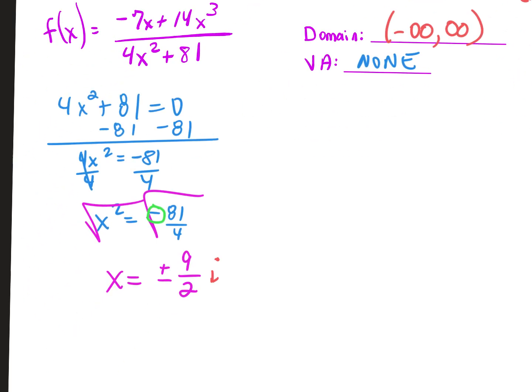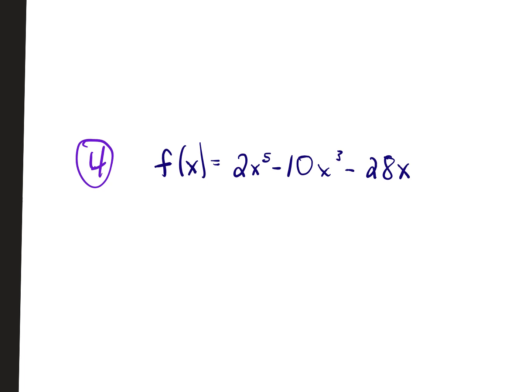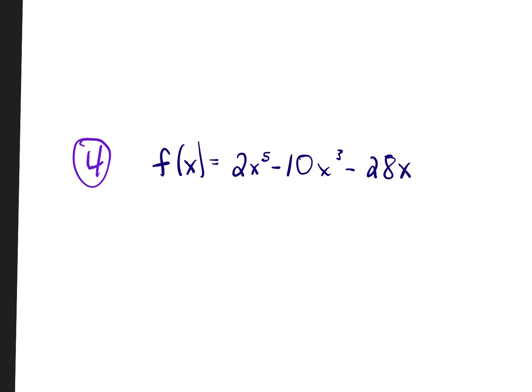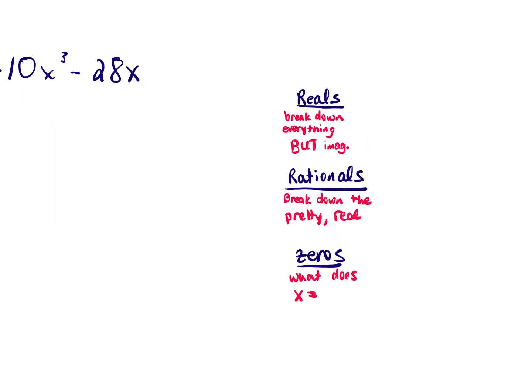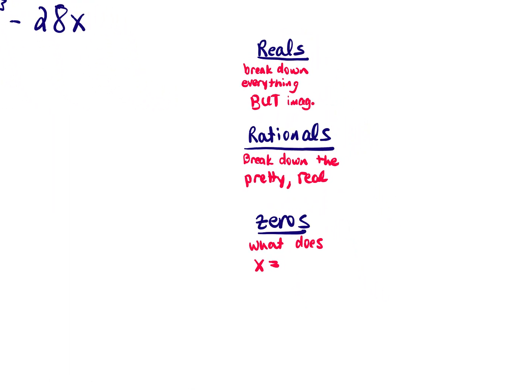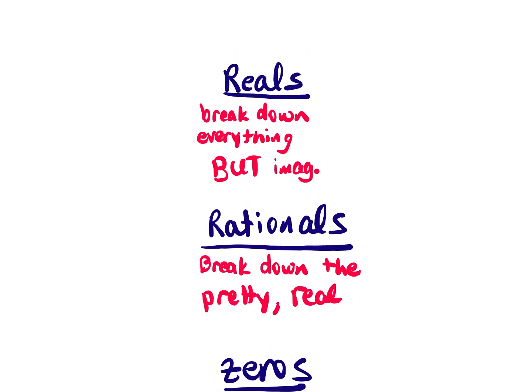All right, the last thing I'm going to go over before tomorrow is number 4 on the review. And again, I have all the answers done. I'm going to post them at lunch today so you guys can see them next period. But you have to understand the difference between irreducible over the reals and over the rationals. If it says to break down irreducible over the reals, that means you break down everything, whether it's real and pretty or real and not so pretty.